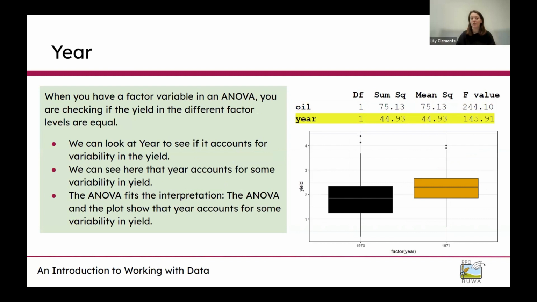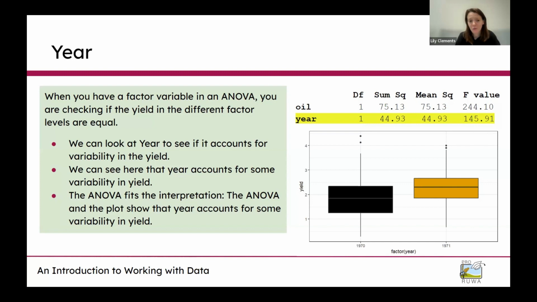Now we'll take an example using a factor. So let's add year to our ANOVA. Here, we again have 1 degree of freedom in our ANOVA table because there are 2 years. Our degrees of freedom will be the number of factor levels minus 1. And the F value is, again, pretty high at 145.91. This implies that year does impact the yield, that year does account for variability in the yield.